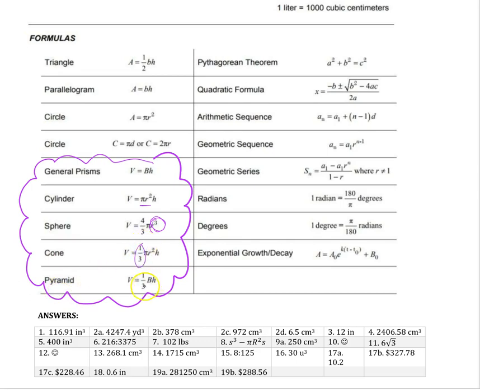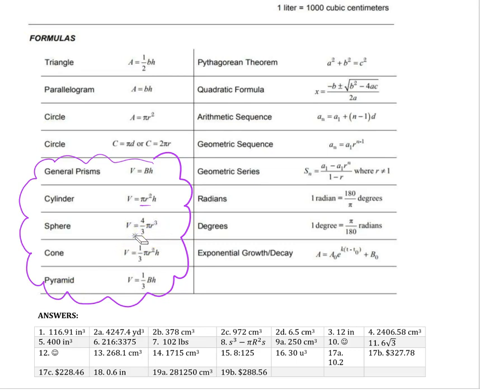As well as pyramid, it's always 1/3. If you remember that visualization that 3 pyramids will fit into 1 prism, of equal base area, equal height, that video I showed you guys in class, that's why a pyramid is 1/3 area of the base times the height. Okay, so those are important.